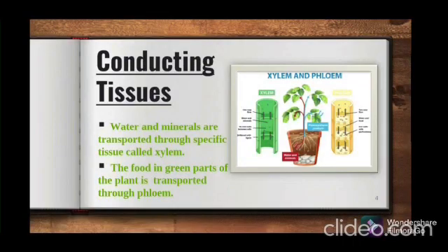Conducting tissues. There are two main conducting tissues in plants, namely xylem and phloem. Xylem transports water and minerals, whereas phloem transports food. Water and minerals are transported through a specific tissue called xylem. The food in green parts of the plant is transported through phloem.